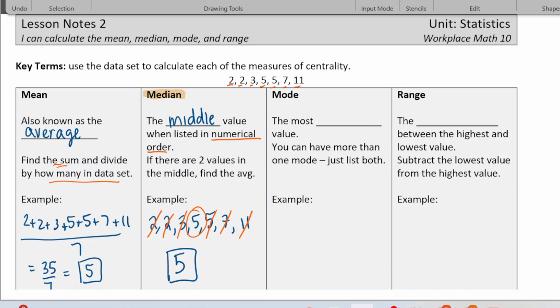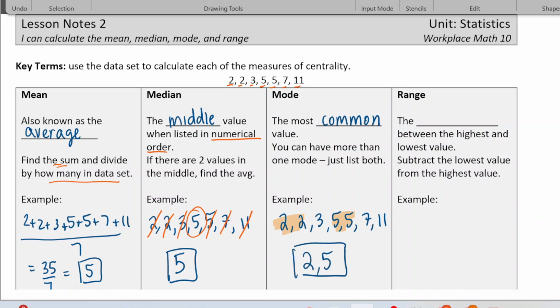Okay, another way to represent the data set is the mode. The mode is the most common value. You can have more than one mode, so you just list them both. So in this data set, there are 2 modes. The most common is either 2 or it's 5. It's the number that comes up the most. The mode is really only appropriate if you do have a number that comes up more than other numbers. If every number only appears once, the mode is not very useful.